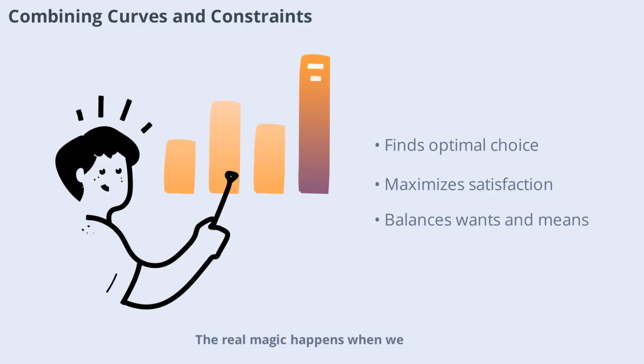The real magic happens when we combine indifference curves with budget constraints. The goal is to find the point where the highest possible indifference curve just touches the budget line. This point represents the best combination of goods you can afford, maximizing your utility given your budget. It's the sweet spot where your preferences and your financial reality meet.